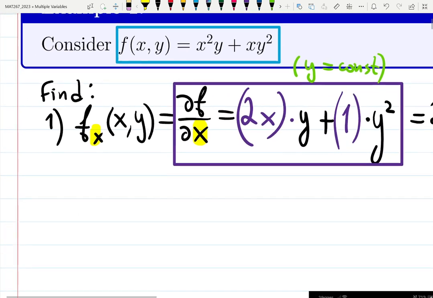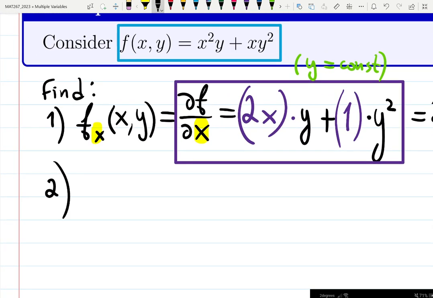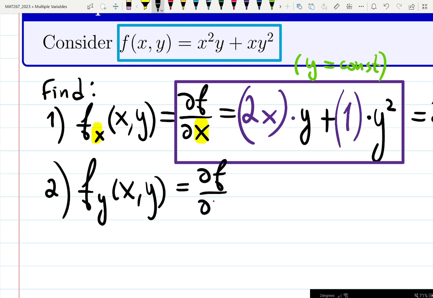Now you tell me the other one. Let's do the other one. Second part: partial f with respect to y of x comma y. So f has two variables, x and y. We're choosing now to differentiate with respect to y. That is the partial derivative with respect to y. That's the notation. Equals. And now I will write down: x is a constant. We're fixing it. So everything else is fixed except y. So y is a variable, x is a constant.